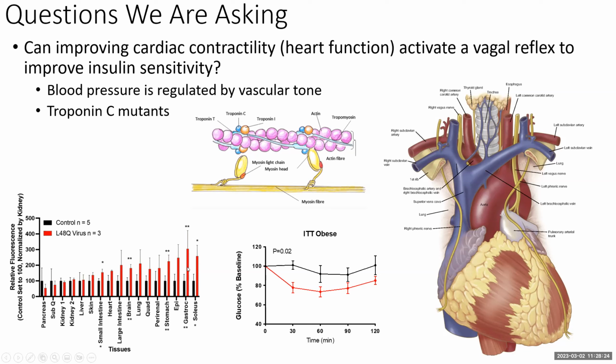You can see we improved blood flow to gastrocnemius muscle, to soleus muscle, to the stomach, to the epididymal white adipose tissue. And so just by making the heart beat better, we improved blood flow throughout the body. We caused vasodilation and we improved insulin sensitivity. And this isn't what we would typically think of as a treatment for type 2 diabetes.